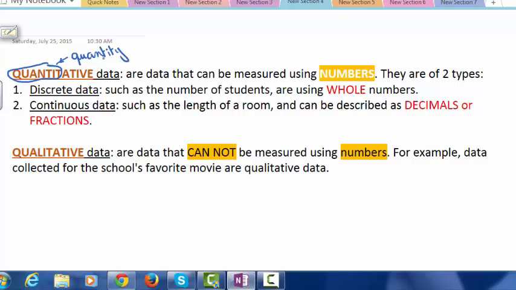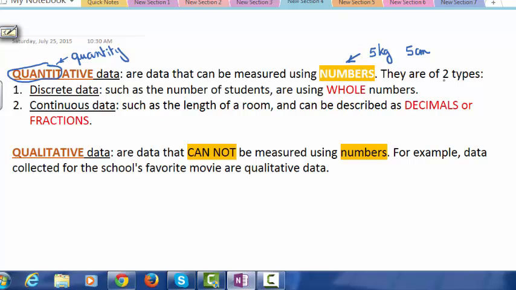So quantitative data means what? Data that can be measured using numbers. As soon as you use numbers, that means it's going to be quantity. If I'm saying 5 kilogram, this is quantity. 5 centimeter, this is length. So quantitative data, any data that you are getting, it's measured by and using numbers.